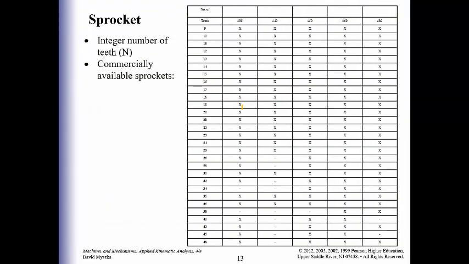All right. Now a sprocket has, as you can imagine, an integer number of teeth, and this chart just basically tells us what the commercially available sprockets are that exist out there. All right. So depending upon the number of teeth that you want and the chain number, you can see right here, the X's mean that they're available. So you can take a look at that on your own time.